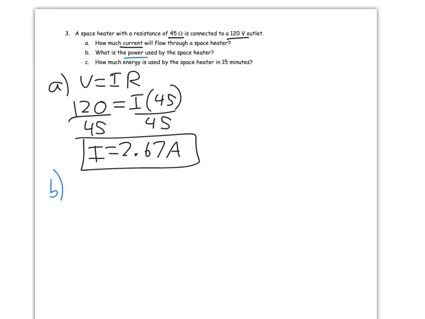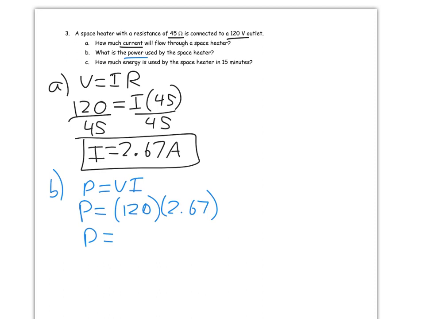Moving on to part B, we want to know the power used by the space heater. So in order to get power, we're going to do P equals VI. So our power here is going to be the voltage, which is 120, times that current we just found, which was 2.67 or 2.6 repeating amps. And if you didn't round it at all, you should get a power of 320 watts. If you did, you might get something close, but just a little bit off. So 320 watts is the answer there for our power.